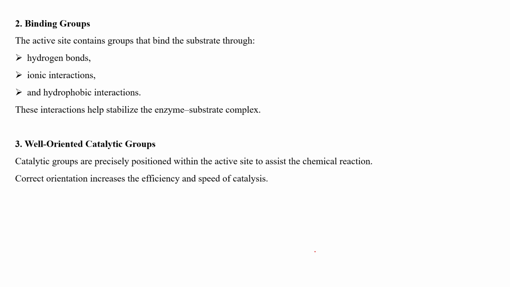The second one is the binding groups. The active site contains groups that bind the substrate through hydrogen bonding. You see, in the active site, we have binding groups there. The binding groups are also amino acids that are deposited in the active site. They have R groups in there. Some of these R groups undergo interactions such as hydrogen bonding, ionic bonding interactions, even hydrophobic. For instance, valine is a typical example of an amino acid that undergoes hydrophobic interactions. So if you have valine or hydrophobic side chains as binding groups, and the substrate that is coming inside also has hydrophobic parts, it can undergo hydrophobic interactions, holding this substrate firmly to the active site. So this interaction helps stabilize the enzyme substrate complex.